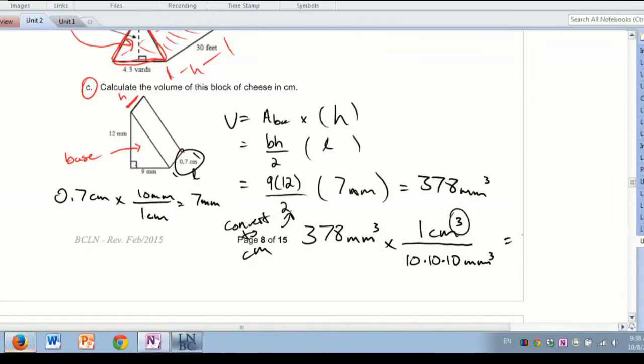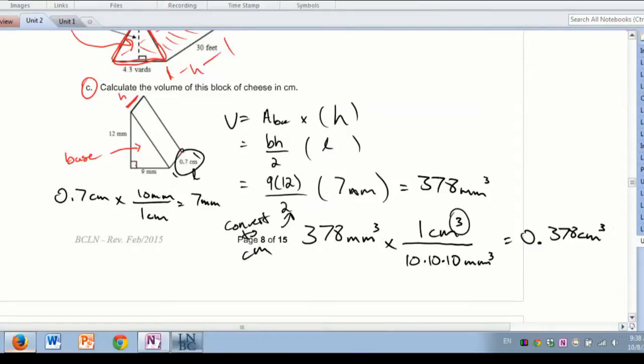So this is, instead of dividing it by 10, I'm going to divide it by 10 times 10 times 10, or 1,000. So I'm going to get 0.378 centimeters cubed. So I guess that's kind of the tricky one there. Instead of dividing by just 10, we have to actually divide by 1,000.